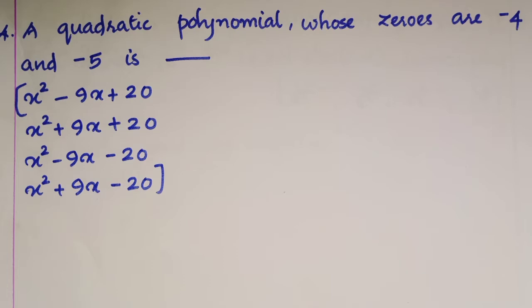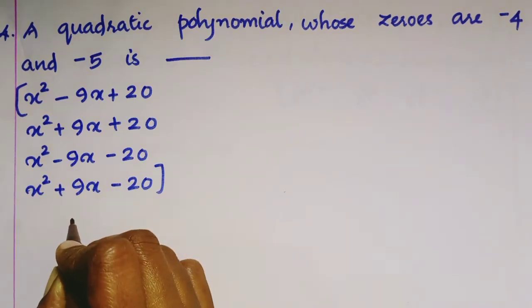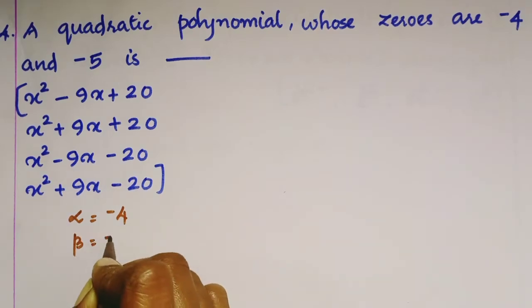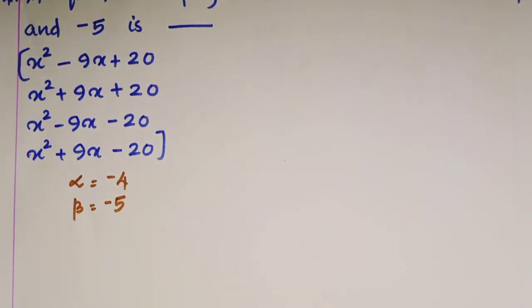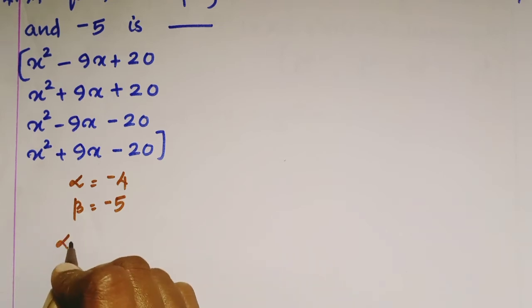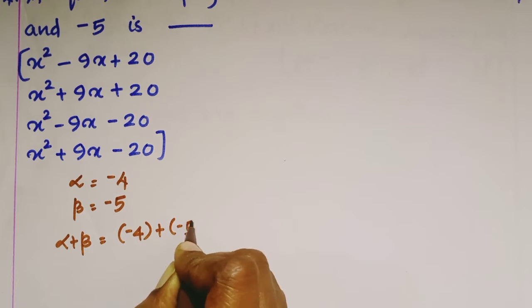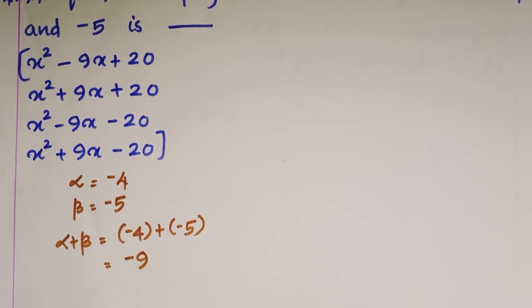Fourth question. A quadratic polynomial whose zeros are minus 4 and minus 5 is dash. The zeros are given. Yes, alpha equal to minus 4, beta equal to minus 5. We have to find out the quadratic polynomial. Then let us find alpha plus beta equal to minus 4 plus minus 5, that is equal to minus 9. Alpha plus beta is minus b by a.